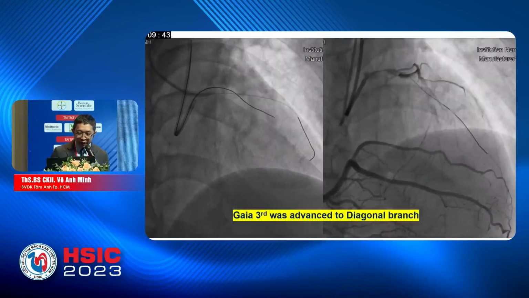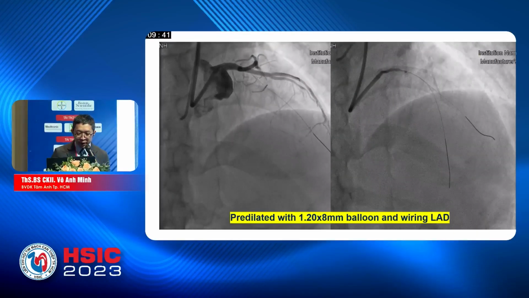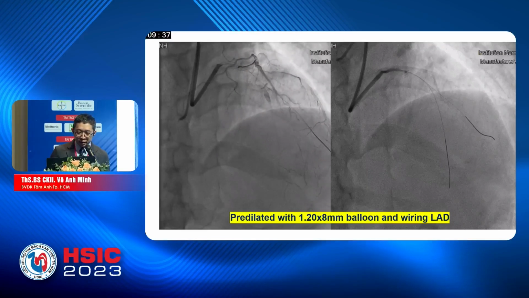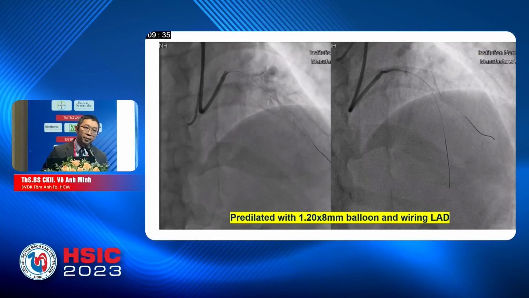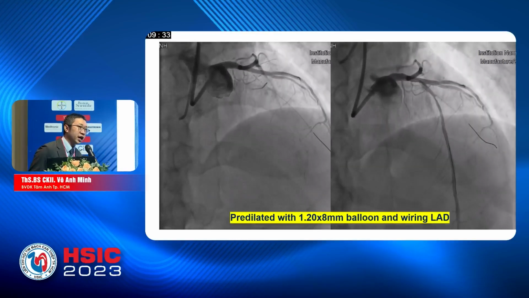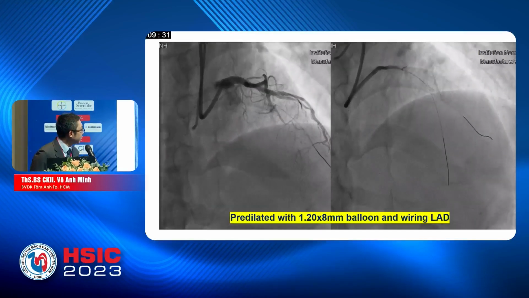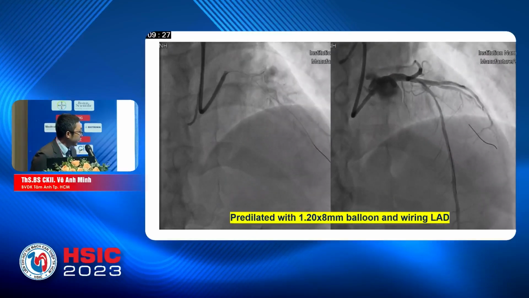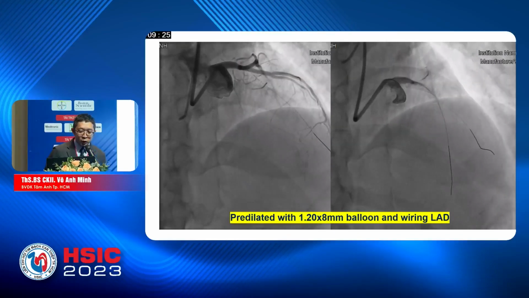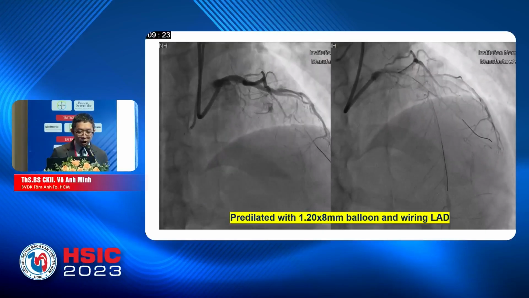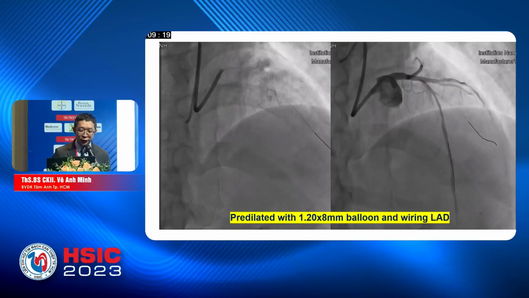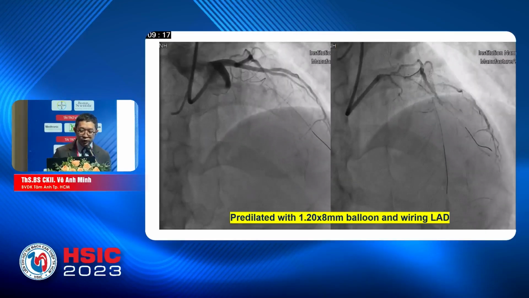Then we advanced the microcatheter and tip-injected to check again. Now we remember again the CT scan showed the CTO ended before the carina. So we have many strategies at this stage. We chose the option to use a small balloon with low pressure to predilate and wire into the LAD.